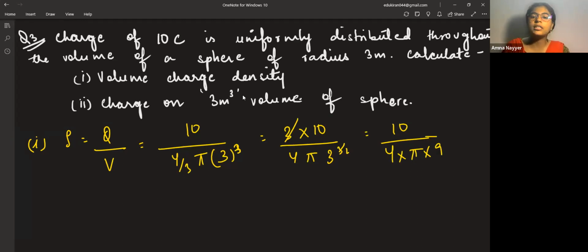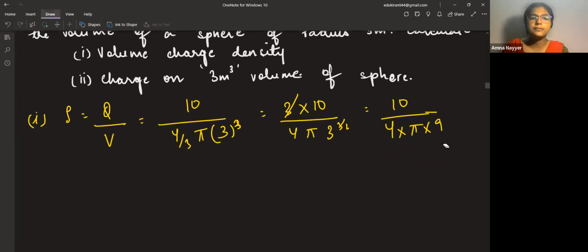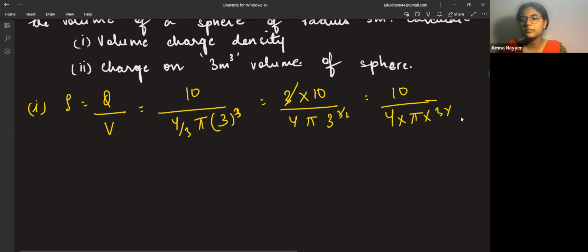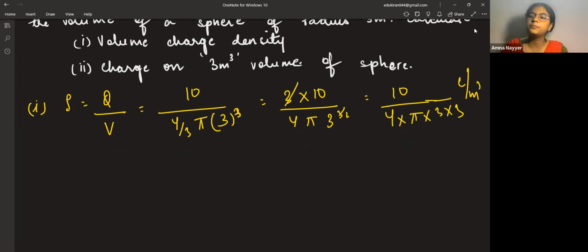Now the charge on 3 meter cube of volume. This is coulomb per meter cube.